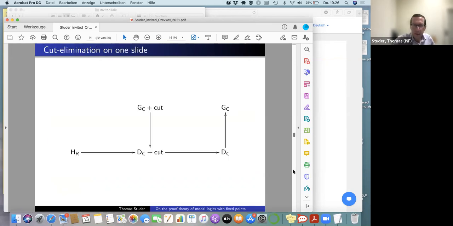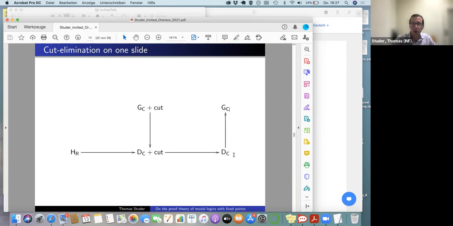So what we now get is the following. We have the deep system here with cut, and we can do a standard cut elimination procedure to get a proof in the deep system without cut. But we get more: we also get an embedding from the shallow system into the deep system. This is quite easy. But we also get the converse embedding from the deep system into the shallow system. This is really the hard part of the proof here.